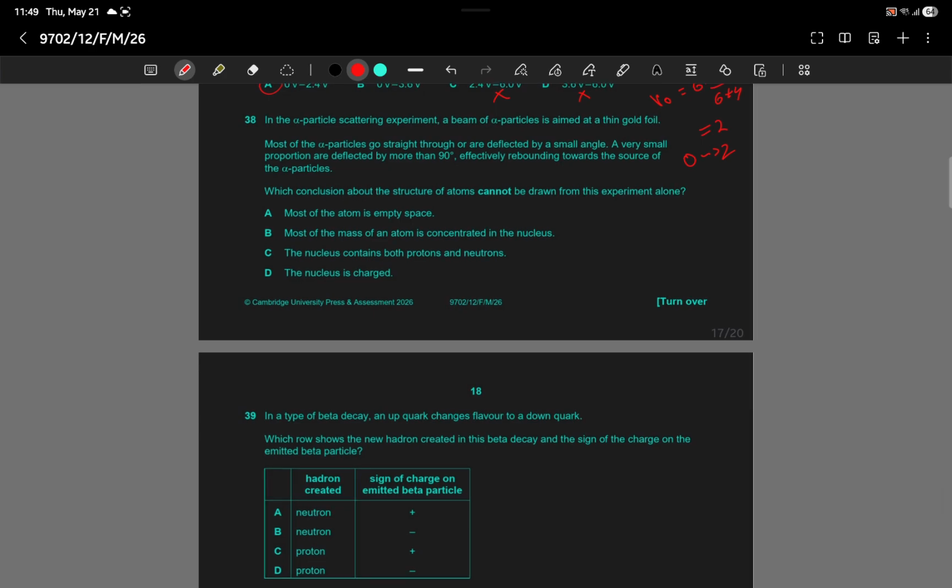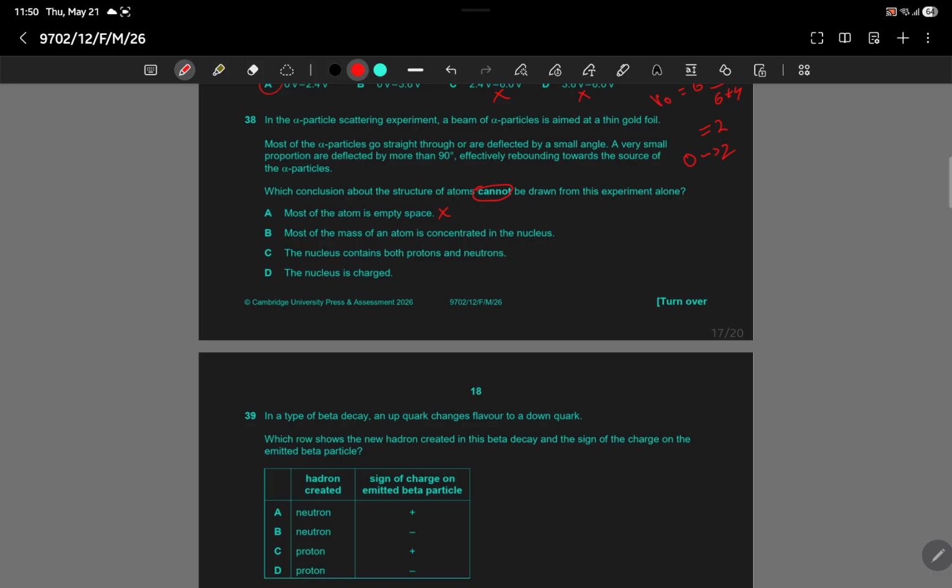In an alpha particle scattering experiment, a beam of alpha particles is aimed at a thin gold foil. Okay, so the gold leaf experiment. So most of the alpha particles go straight through or are deflected by a small angle. Which conclusion about the structure of atoms cannot be drawn from this experiment alone? Okay. So most of the atom is empty space. This can be drawn because most of them go straight through.